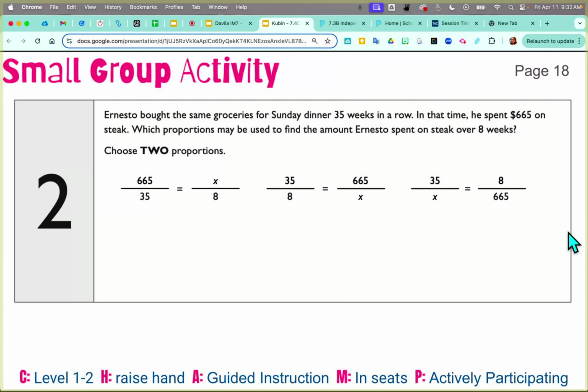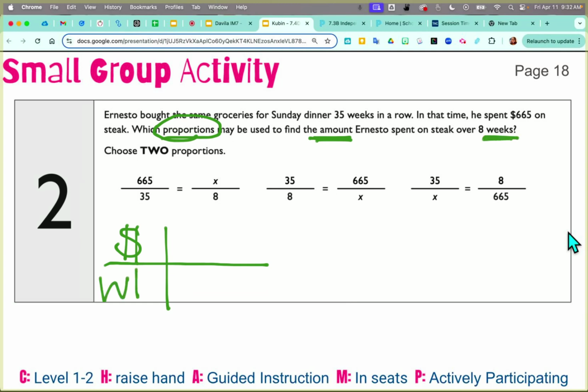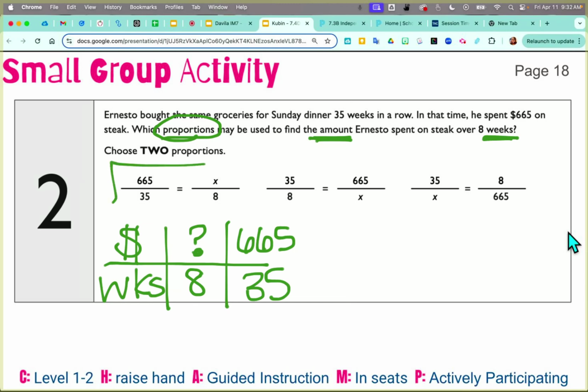So I am still going to write my table. And in this question, when it says what proportions, that's a vocabulary word, it's talking about the amount, so we're talking about money, of steak over weeks. And I want to know the amount of money in 8 weeks. What I do know in this problem is that $665 was spent on 35 weeks. So I know immediately that the very first proportion matches my table that I wrote.